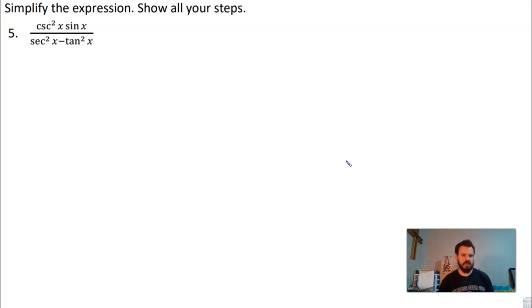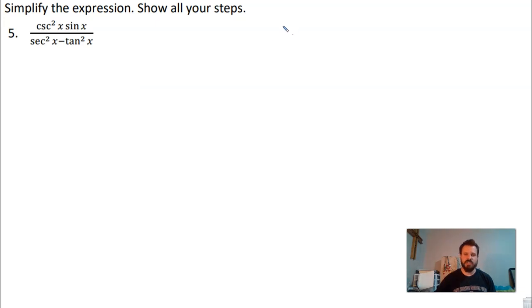All right, number 5. This one's a little bit ugly because of this denominator with 2 terms in it. There's a couple ways you could deal with it, but I'm going to say this one's pretty easy to deal with, and hopefully you're starting to recognize this as you go through the practice test here. Denominator, I have a Pythagorean identity I can use.